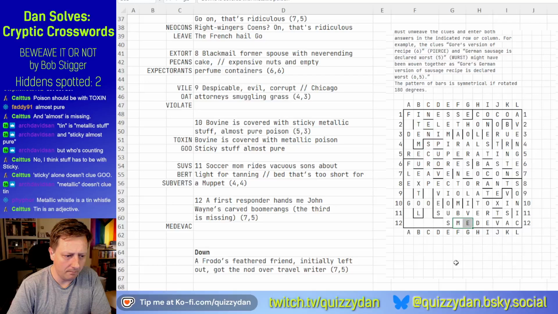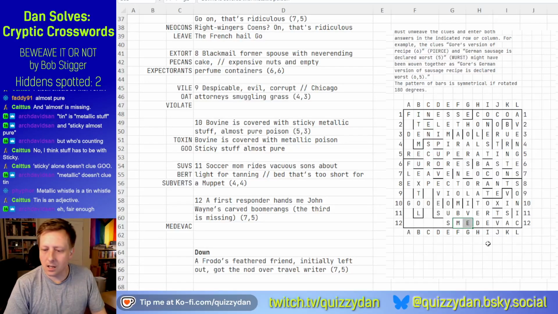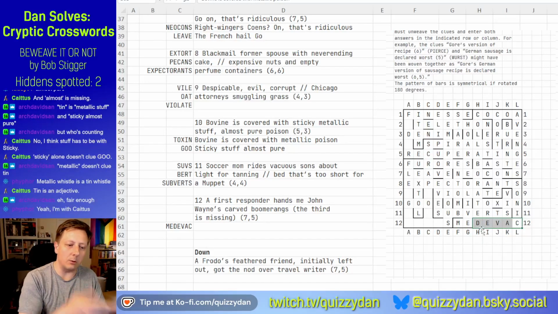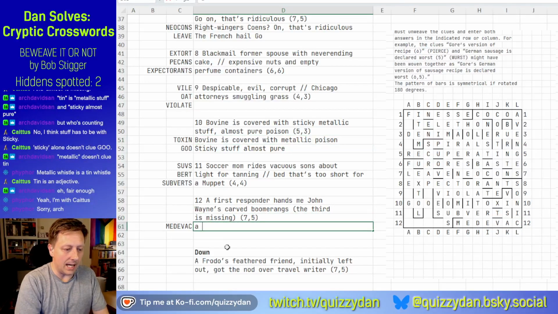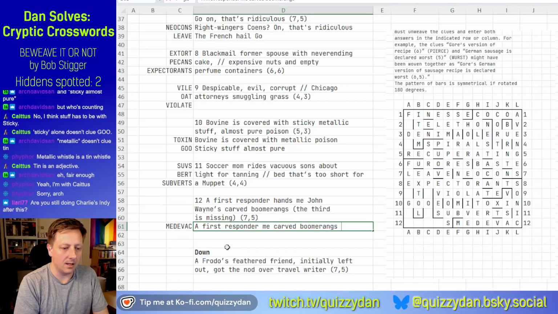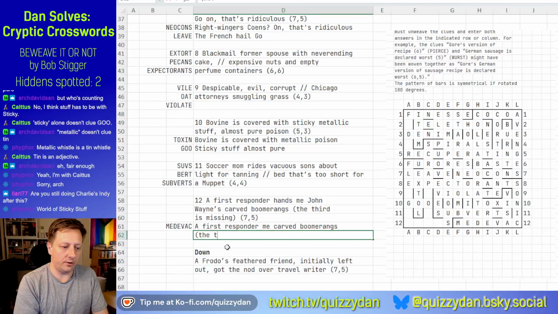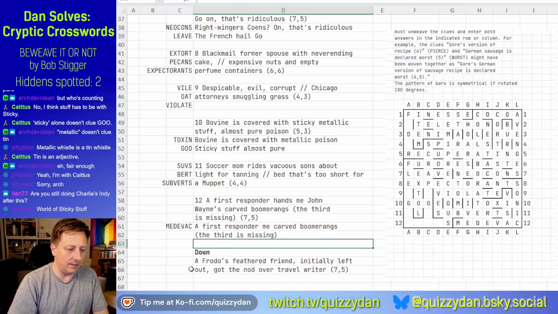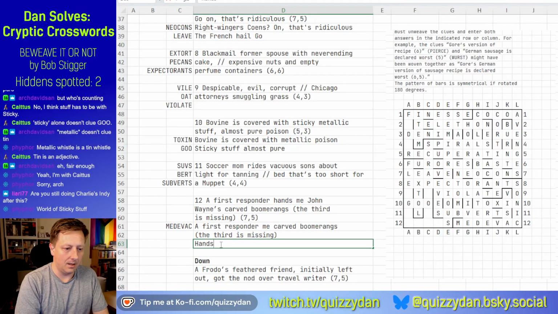Hands me. Carved boomerangs, i.e. goes backwards, but the third is missing. So that's carved backwards without its third. Okay, so a first responder. Don't know where hands is going to go. I'm going to say the hands is on the other half. Me, carved boomerangs, the third is missing. And then that leaves us with hands, John Wayne's.